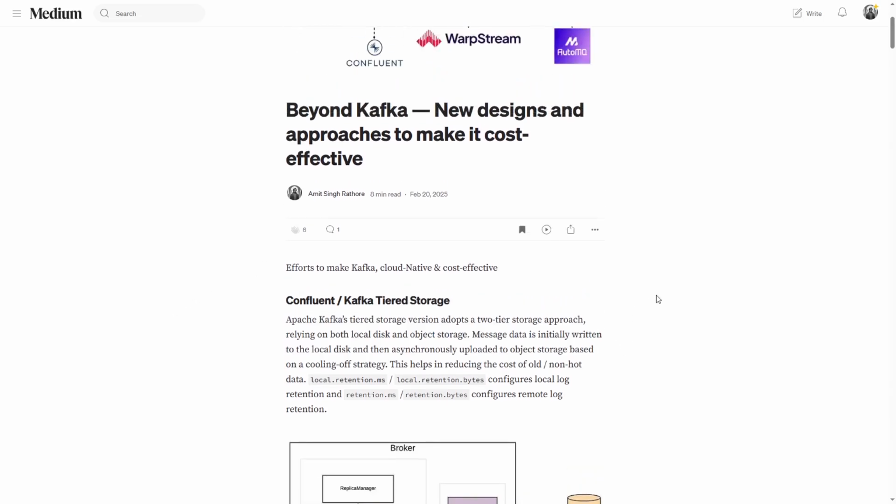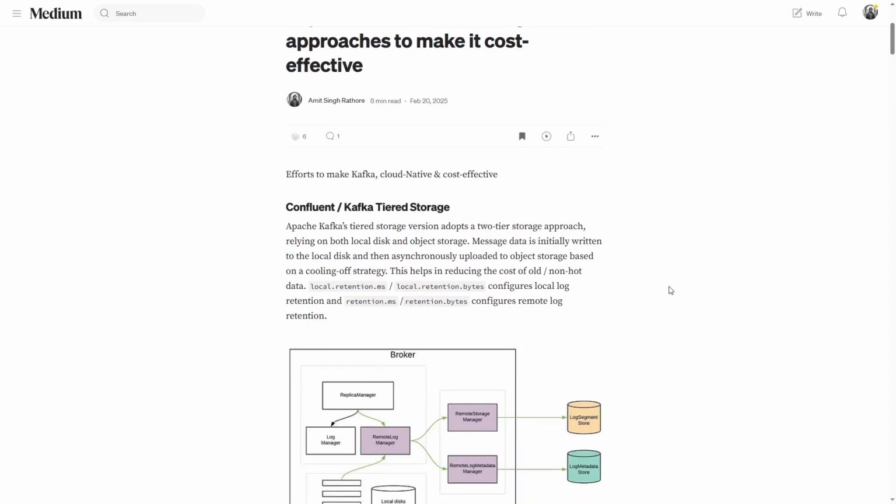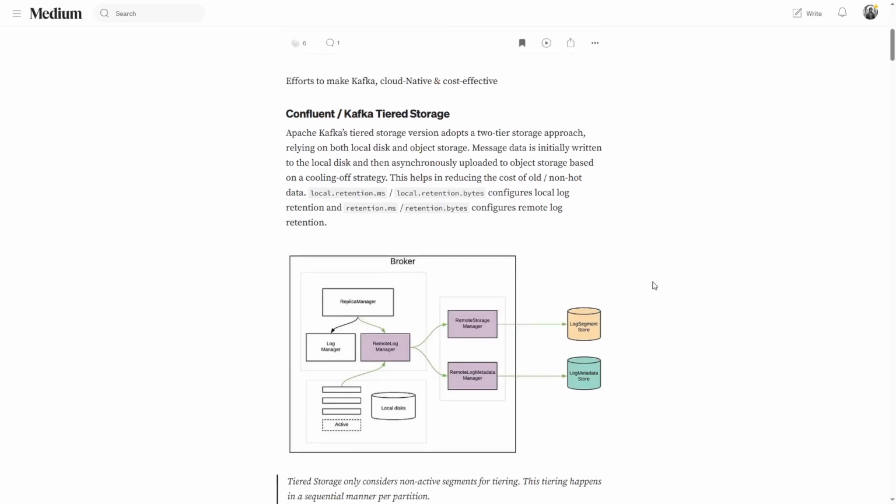What it basically did is expose certain configurations in Kafka itself, like local.retention.ms or local.retention.bytes. After the retention period, the data which was supposed to be present on the broker gets offloaded to an object storage. So instead of keeping it on disk, it is offloaded to a remote storage. In the case of AWS, it will go to S3.